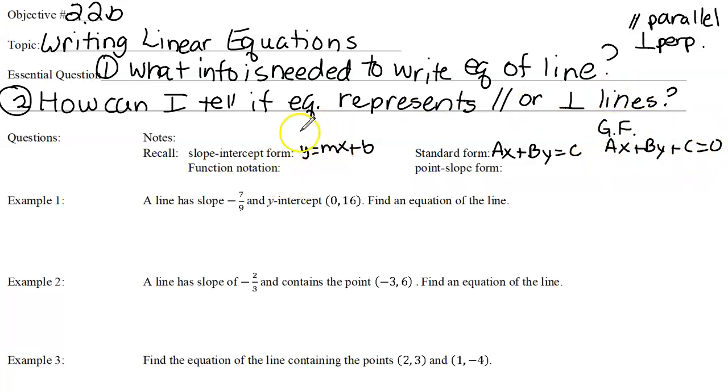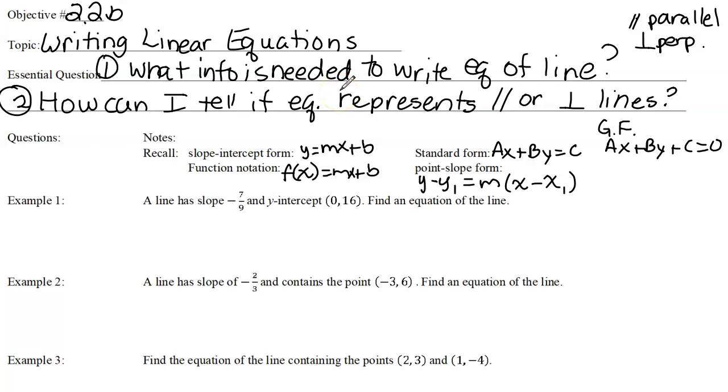Function notation looks just like slope-intercept because any equation that's set equal to y can be written as a function. So f of x is equal to mx plus b. That's function notation. Point slope. Point slope I like a lot because sometimes you're given a point that's not a y-intercept, and point slope is just a great equation. So it is y minus y sub 1 equals the slope m times x minus x sub 1, and you put a quantity around those two values. That's point slope.